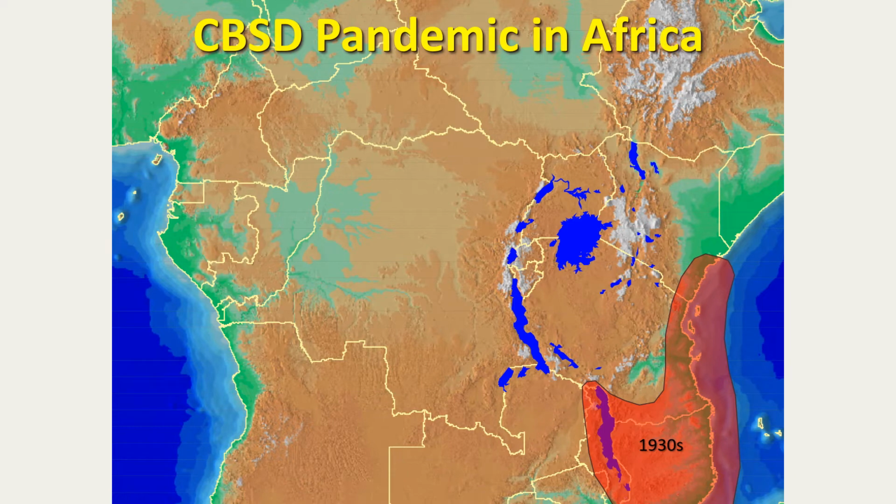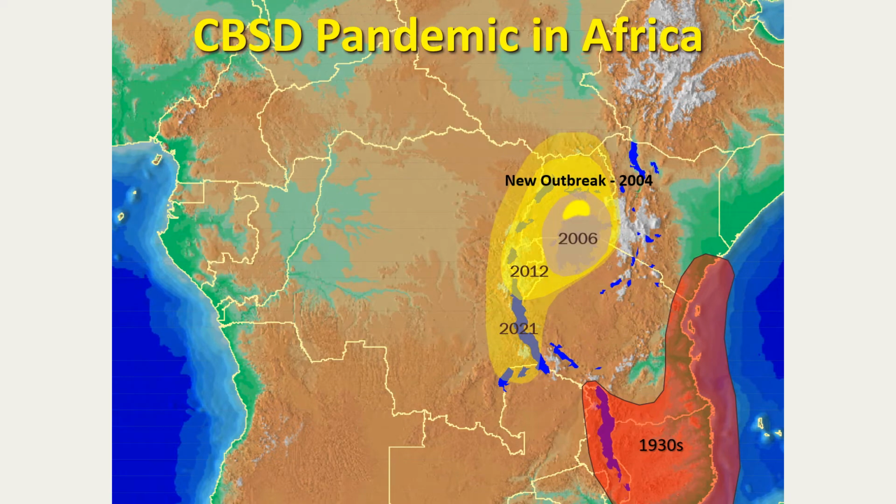This is a little figure illustrating how spread has taken place. So we had the original endemic zone in coastal East Africa, moving westwards to the lakeshore areas of Lake Malawi in the 1930s, and then a new outbreak in southern parts of Uganda in 2004, spreading around Lake Victoria into western Kenya, Rwanda, Burundi, and eastern Congo, and by 2021, with further spread through eastern southern Congo and down into the northern tip of Zambia.